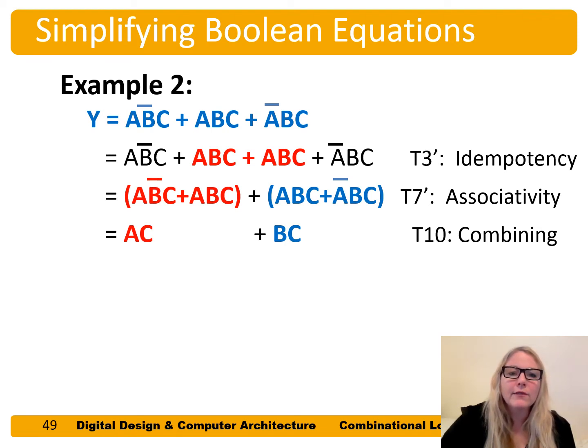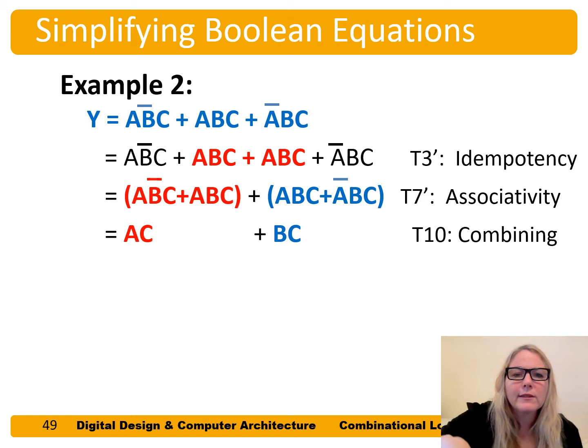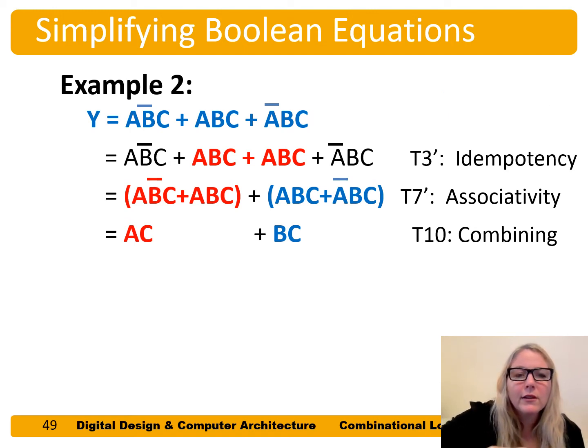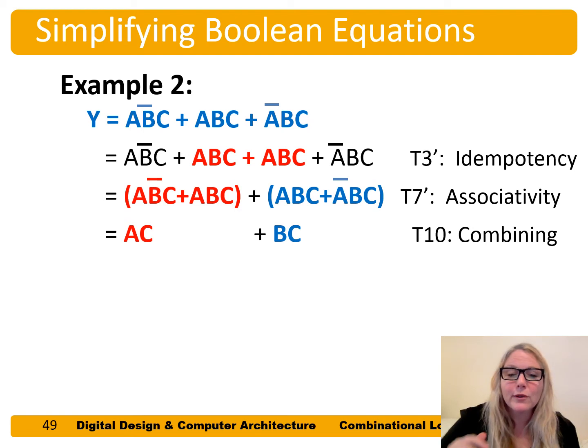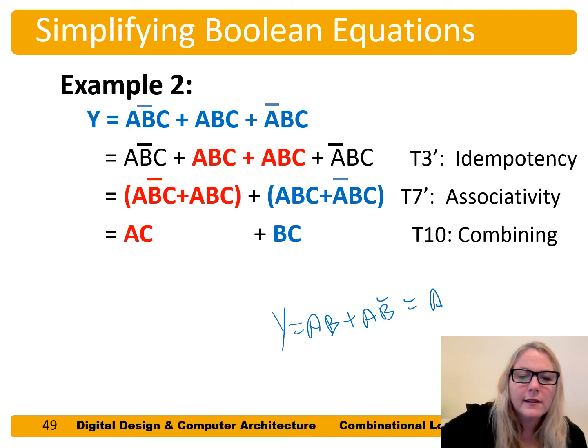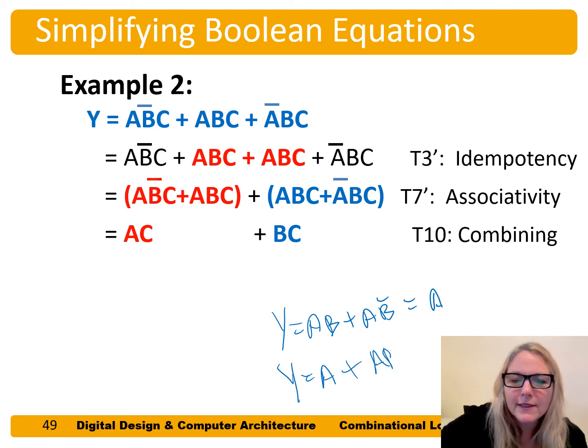Here's another example of simplifying Boolean equations. So let's say we start with this sum of products form, canonical sum of products form, assuming y is some function of a, b, and c. Looking at this equation, we always want to look for combining and covering. Those are two that we want to look for, where combining is y equals a, b, or a, b bar equals a. And covering is y equals a, or a and whatever, right? This is just equal to a, right?